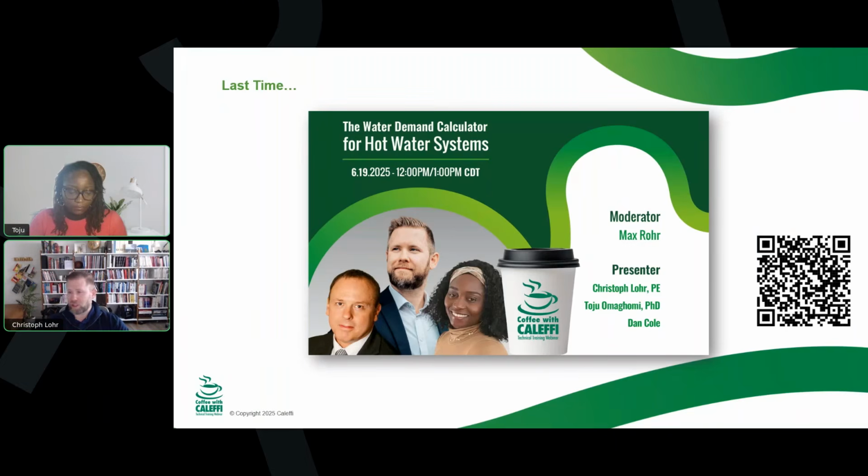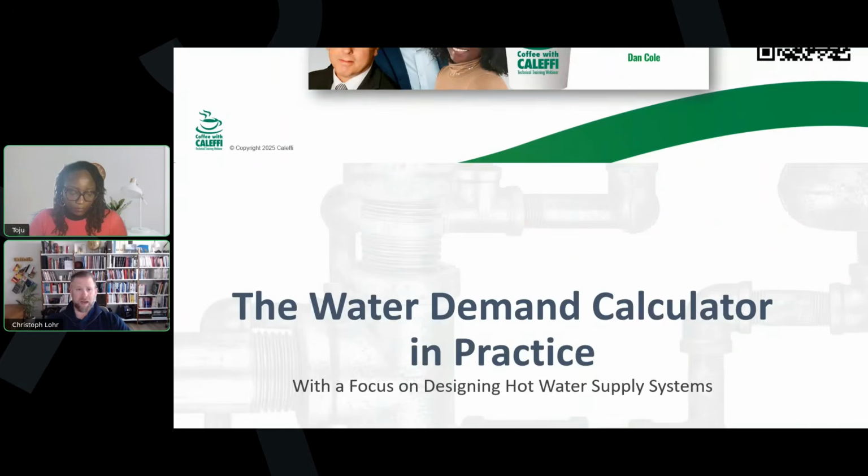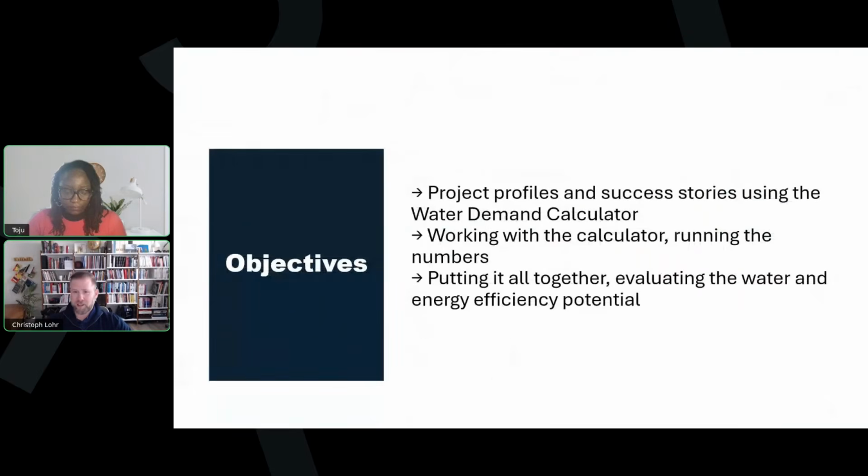It was a really great session, with a lot of great questions, and that's where this presentation I'm presenting today was born out of. We had a lot of feedback on three specific items. The title for today is the Water Demand Calculator in Practice, with a focus on designing hot water supply systems. We're going to cover a little bit of the cold water and hot water side, but really the emphasis is going to be how it impacts hot water today. Fortunately, the cold water and hot water methodologies are basically the same, but we'll touch on some of the nuances as we go through.